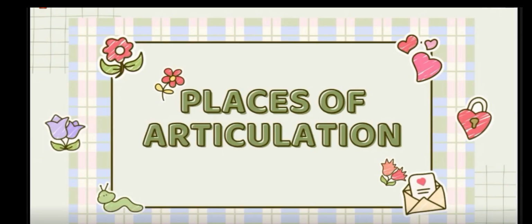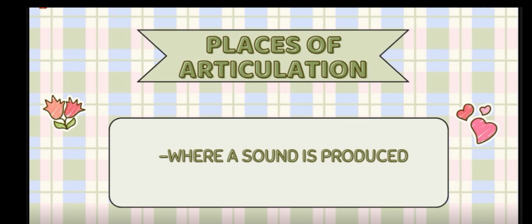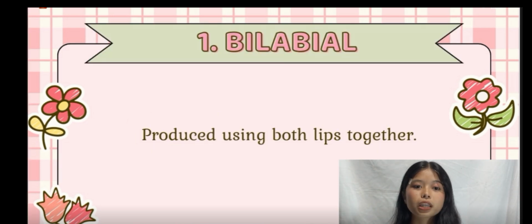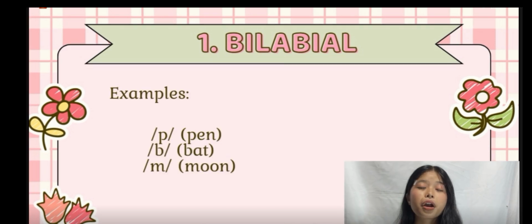So now let us move on to places of articulation with meanings and examples. When we say places of articulation, it is where a sound is produced. First, we have the bilabial. It is produced using both lips together. For example, p for pen, b for bat, m for moon.